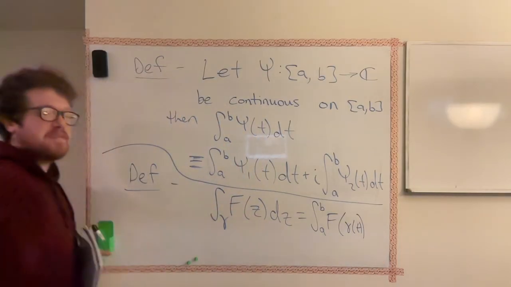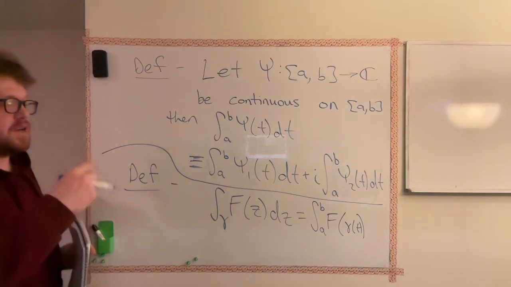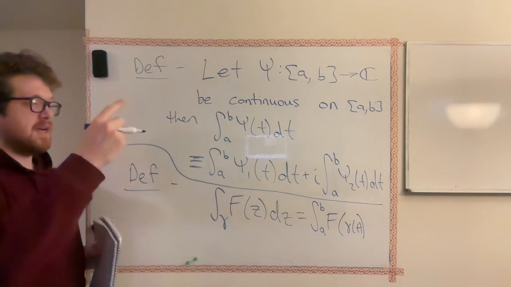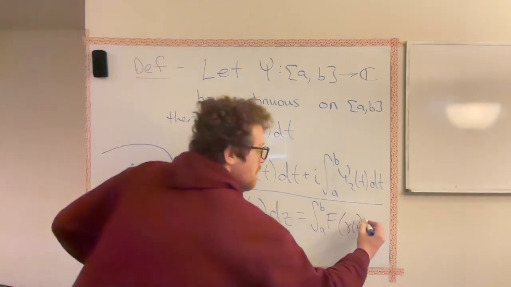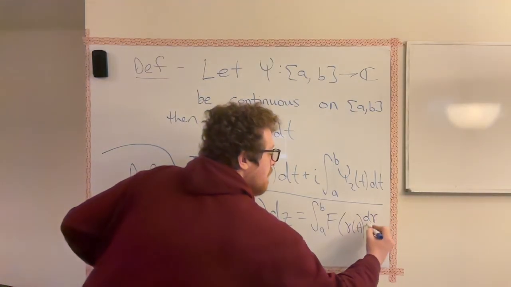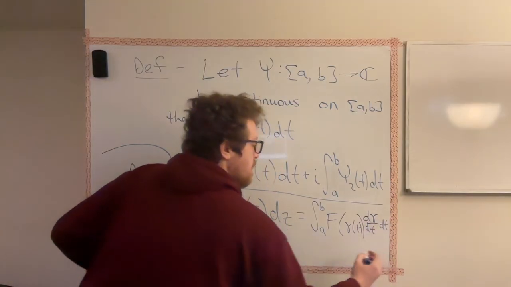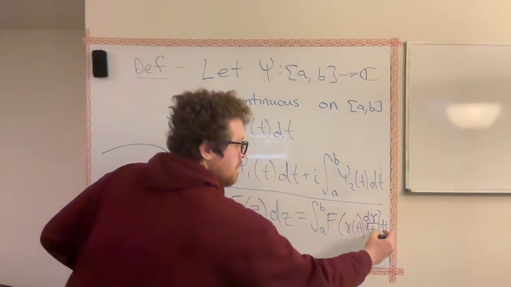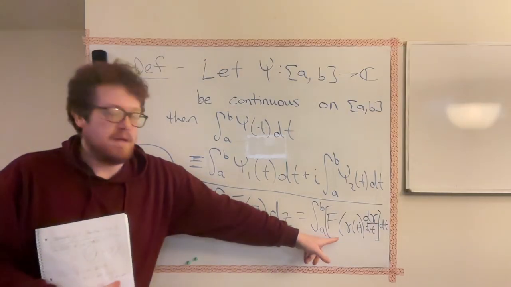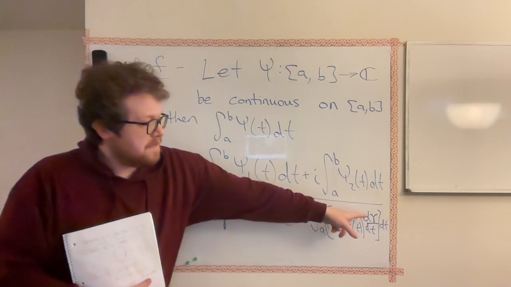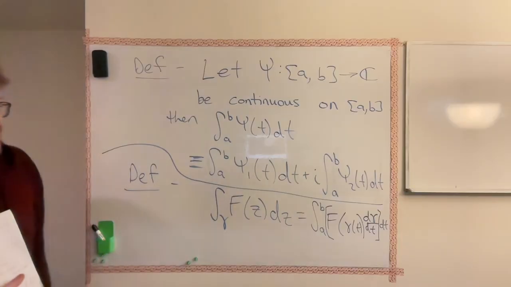And then instead of dz, since z depends on gamma, you get a chain rule type thing: the derivative of gamma with respect to t times dt. So it'll be d gamma dt, and then times dt. Hopefully you can read that. So capital F of gamma of t times the derivative of gamma with respect to t, all of that times dt. And then we take that integral.